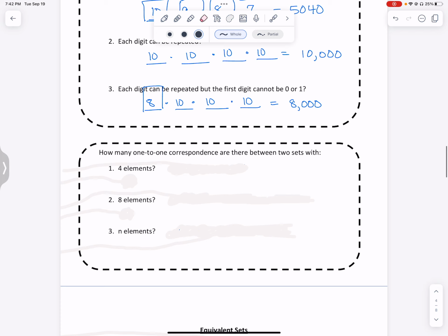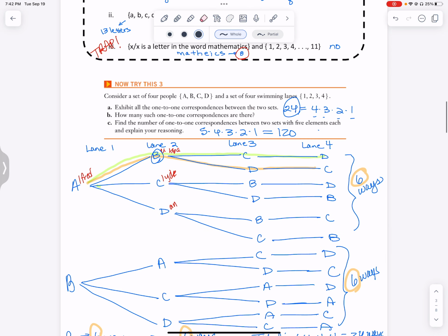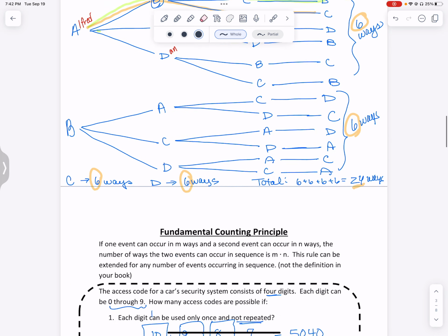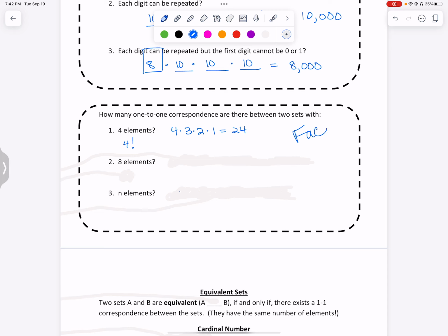All right. So, how many one-to-one correspondences are there between two sets with 4 elements? Remember, we did that already up here. 4 elements are 4 people that are going to swim in 4 lanes, right? We said it was 24, and the easy way to get it is 4 times 3 times 2 times 1. It's 24. There is a shortcut way of writing that, and that is 4 with an exclamation point. That's called a factorial.